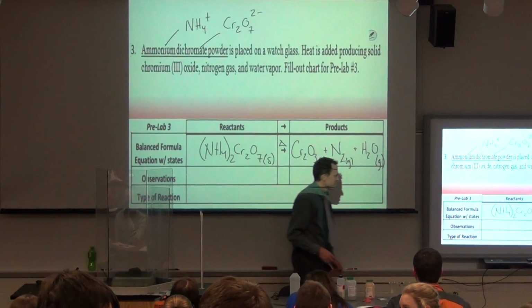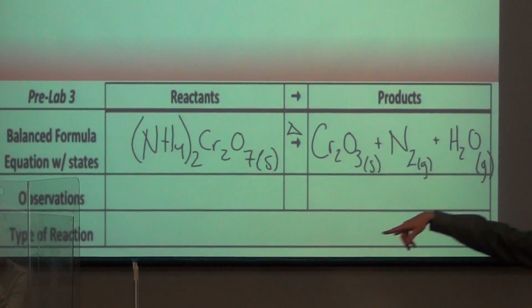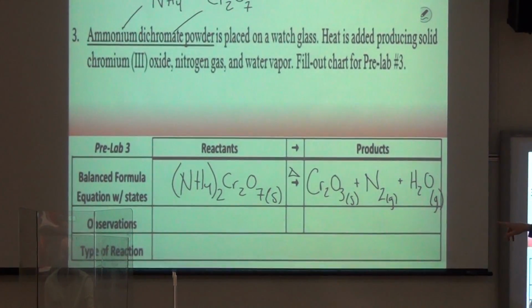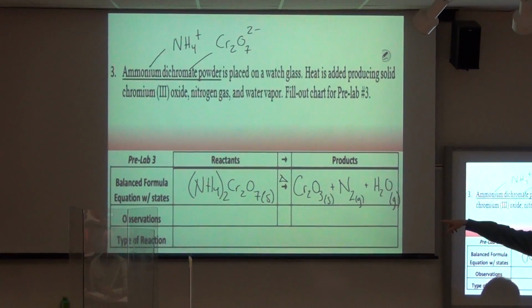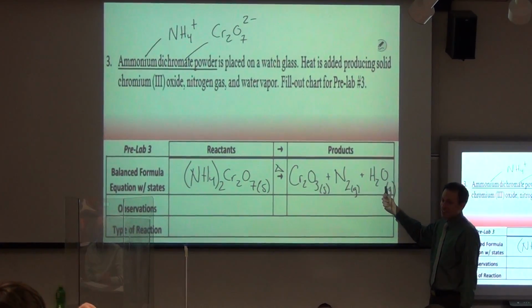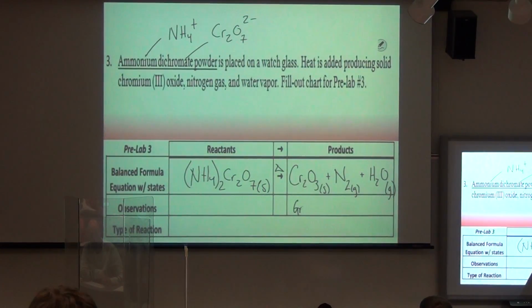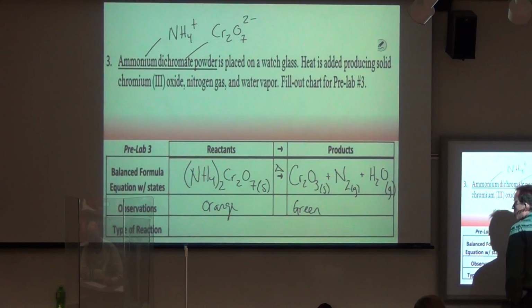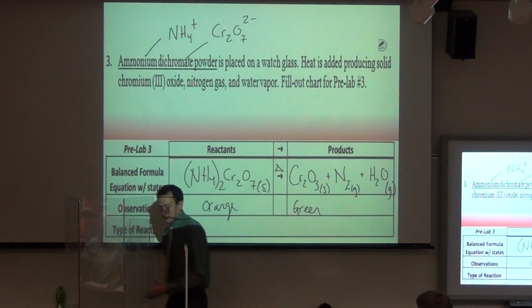Is he serious? All right. So, which one of the three products is the green? Think about states. This isn't a huge leap. The chromium, the nitrogen, or the hydrogen compound? Well, that's a gas, and that's a gas, so that has to be the green, right? This is orange. It's green, trust me.